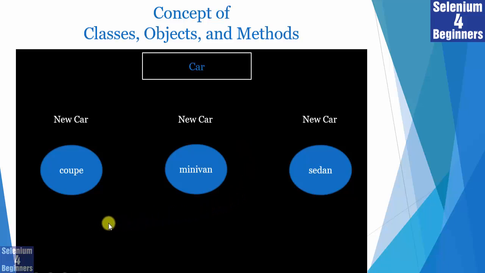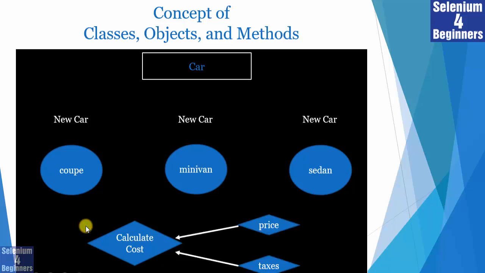If you wanted to buy a new car, what's one of the main things you want to know? How much does it cost? We would use a method to calculate the cost. To calculate cost, we need to add the price and tax. Price and tax are data that's manipulated by the method.